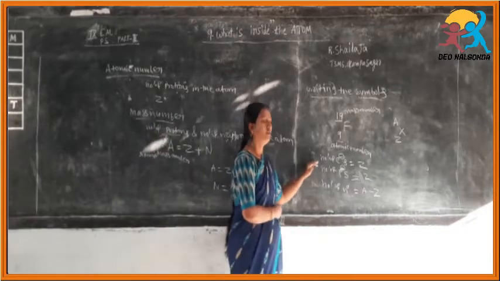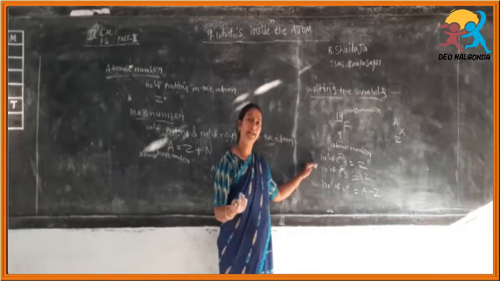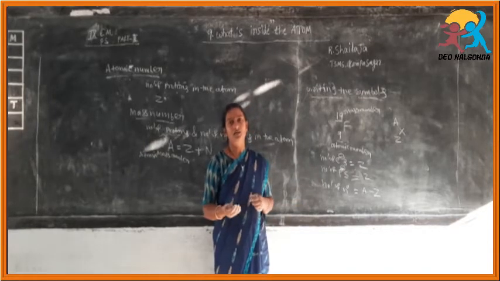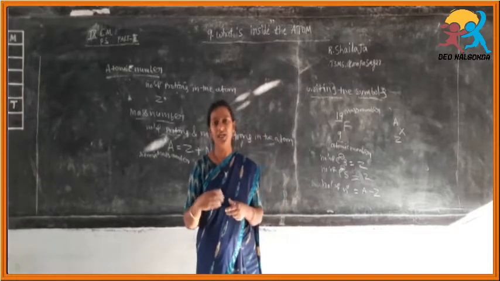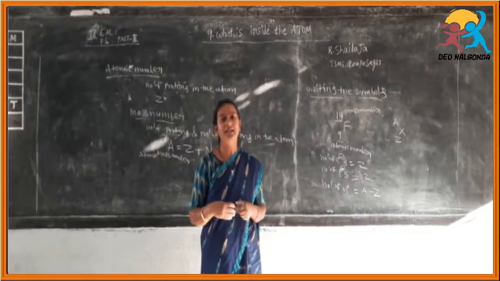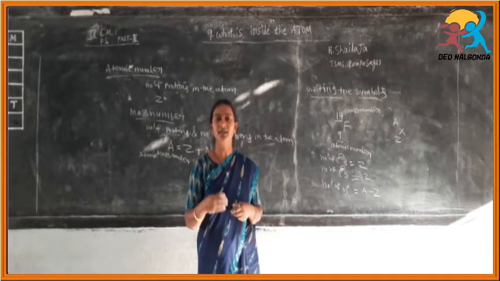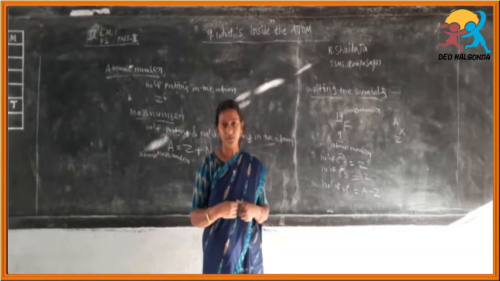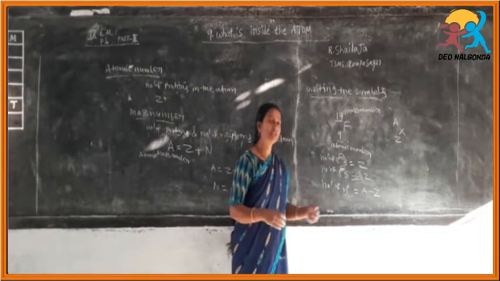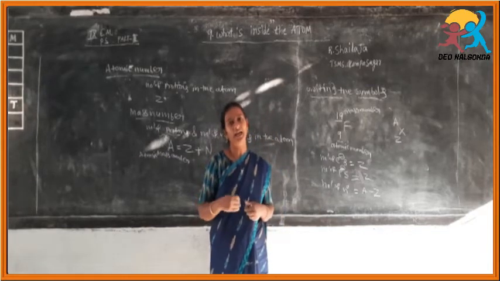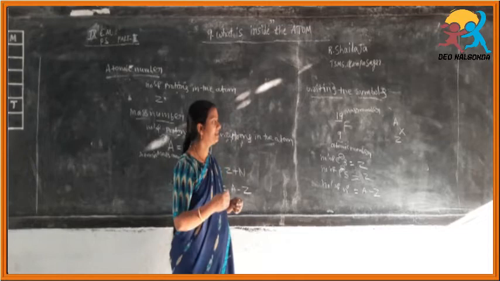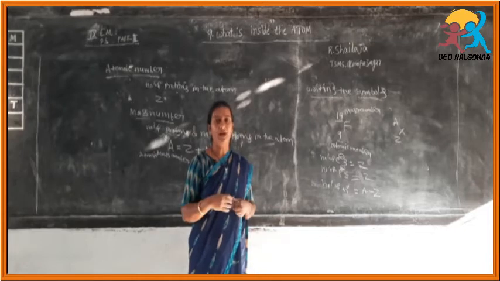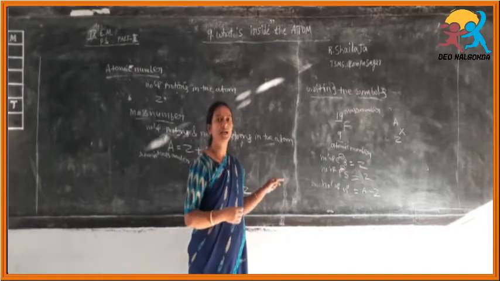So like this we can calculate and find out how many electrons, how many protons and how many neutrons are in the given atom. Number of electrons, if it is a neutral atom, equals the atomic number. Number of protons: how many proton particles are in the center of the atom, that is the atomic number. And number of neutrons is the mass number minus the atomic number. So like this we can calculate the subatomic particles, electrons, protons and neutrons, in the atom.